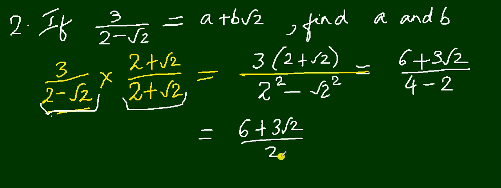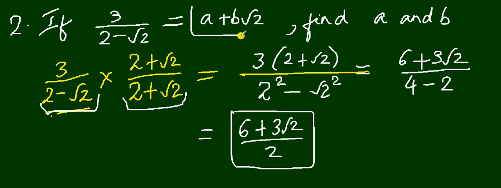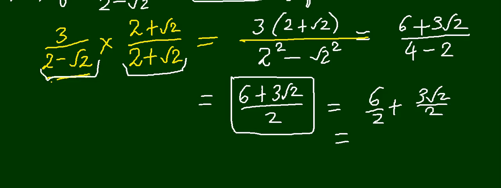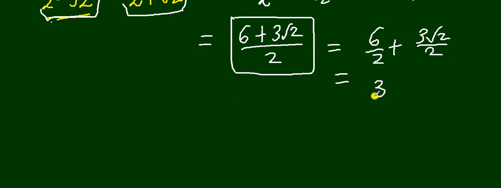which will give me 6 plus 3 root 2 over 2. Okay, now if you try to relate this to this, you may not be able to get the answer at the first instance. So what you can do is you can just separate the parts. So 6 over 2 plus 3 root 2 over 2, which will give me 6 over 2 is 3, and this I can just leave as 3 over root 2. I can even write it as 1.5.